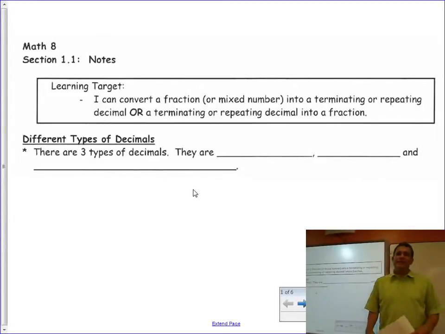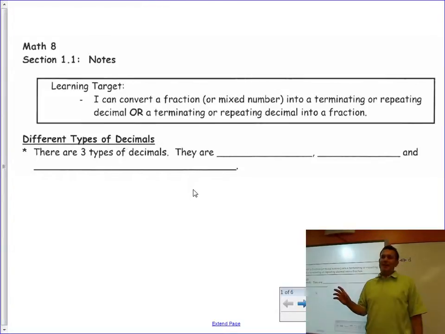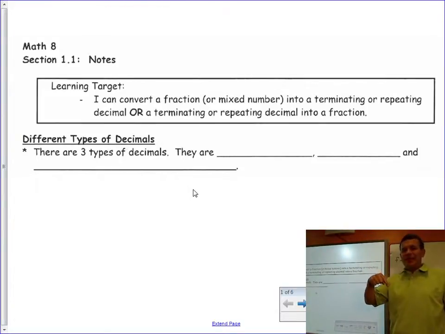All right, hey guys. Today we are covering the very first section of Chapter 1. Chapter 1, Section 1. And today we're talking about converting fractions into decimals or vice versa, decimals into fractions.